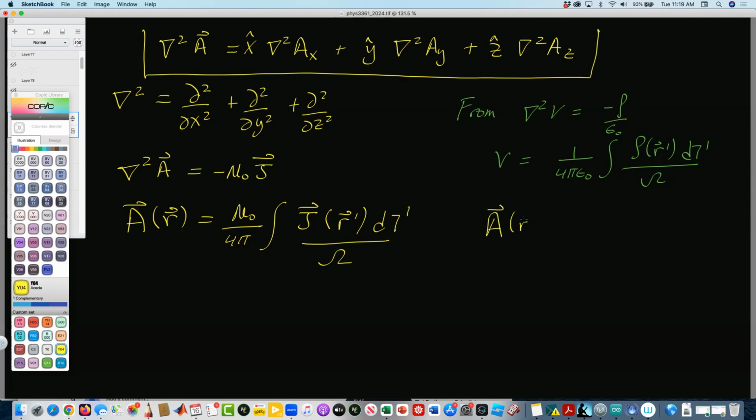If we had a line current, A of r, we would have I. We always write it like this, so bring the I out, since it's always steady. And then we have dl prime over omega. This is a line current, or a surface current, of course. But the vector nature is contained in the current density, because that is a vector quantity.